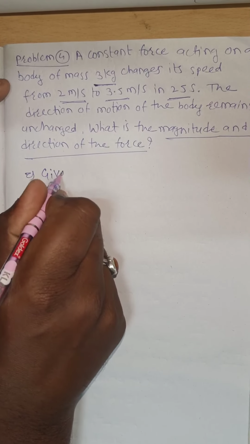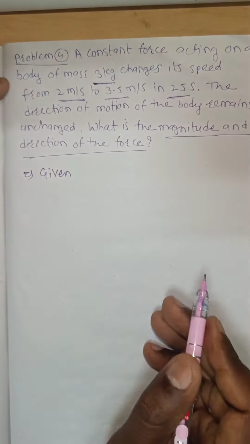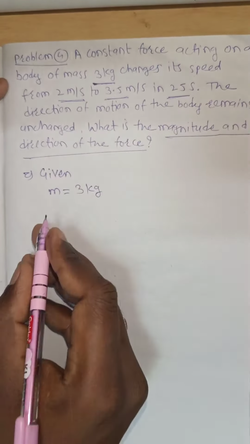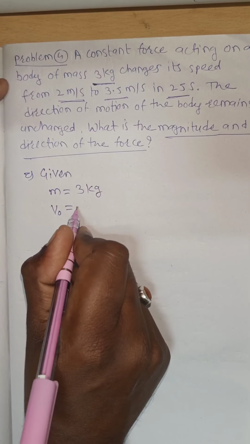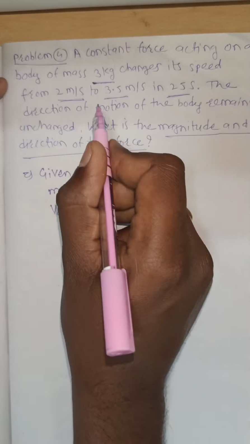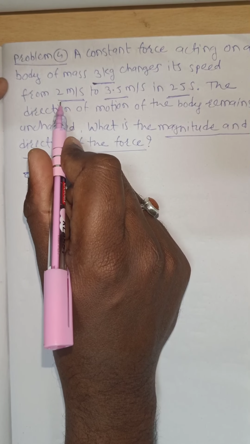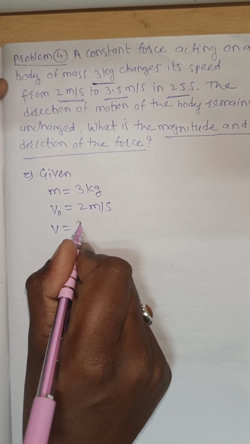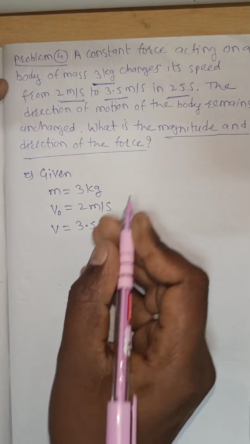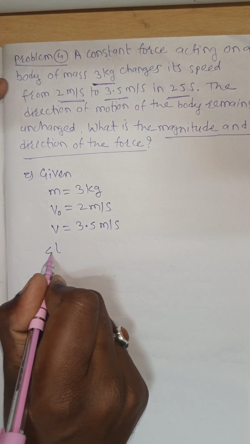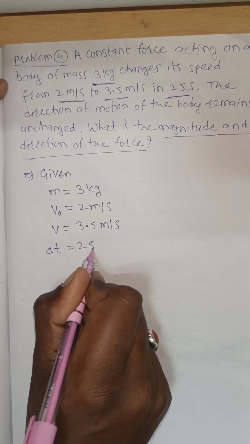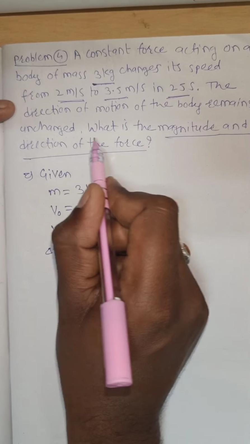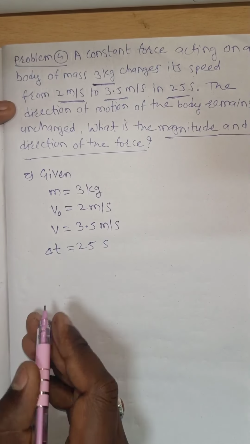First, write down what is given. A constant force acting on a body of mass. The mass of the body is given, that is 3 kg. Its initial speed V0 is 2 meter per second, and its final speed is 3.5 meter per second. The duration of time delta t is equal to 25 seconds. The direction of motion of the body remains unchanged. What is the magnitude and direction of force?